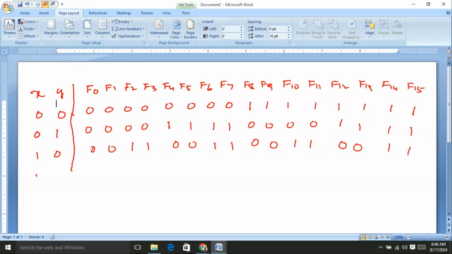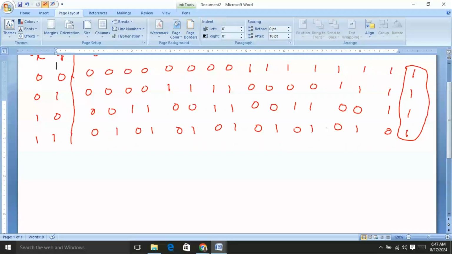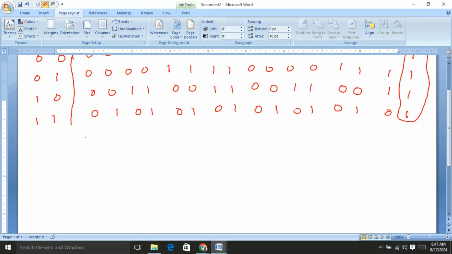Suppose the x and y operations are 1, 1 values, we keep 0, 1, 0, 1, 0, 1, 0, 1, 0, 1, 0, 1, and 0, 1. We know that F16 is all ones. It is suitable. You can understand easily how to draw the truth table. But to implement the logical circuit, now we are going to design a logical circuit.